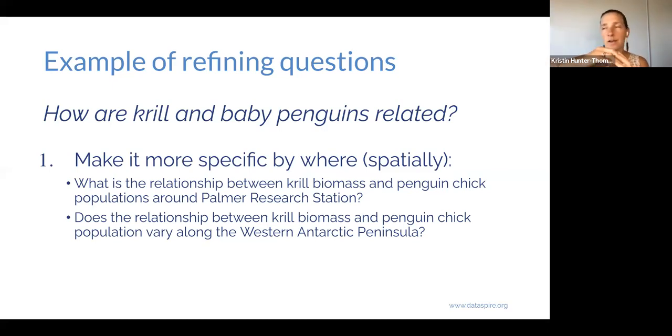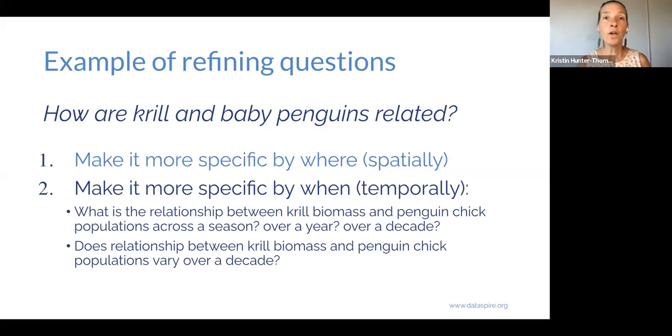Again, we're tied to a specific place. Or we can refine our question by being more specific of when, temporally, we are interested in. So what's the relationship between krill biomass and penguin chick population across a season, over a year, over a decade? It doesn't matter which time frame we pick.